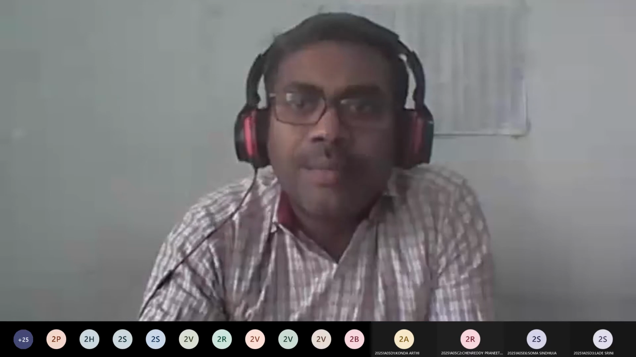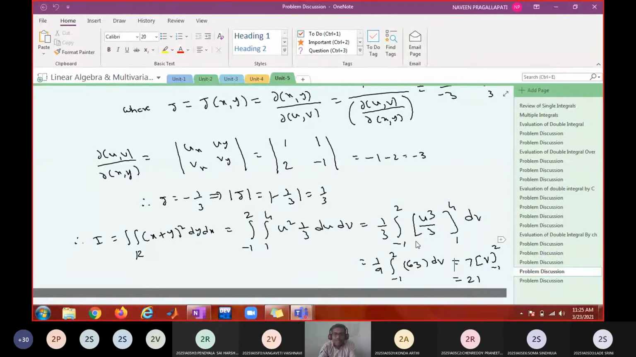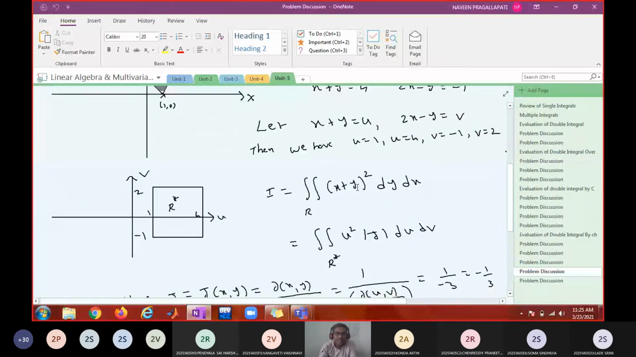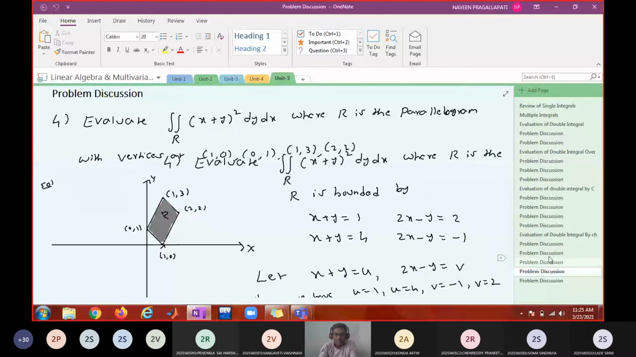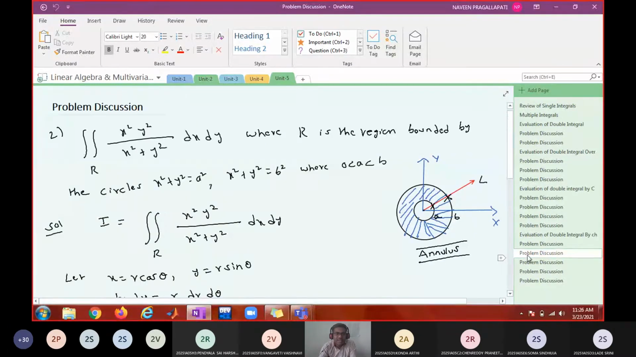I will be sharing the screen now. So last class we did this problem. From Cartesian to UV coordinate system, the transformation is like this, as we have seen earlier.